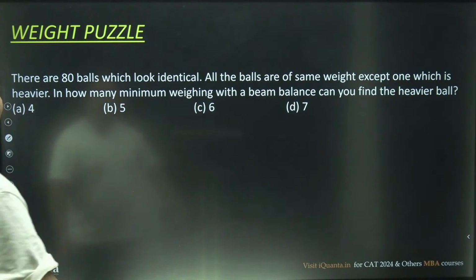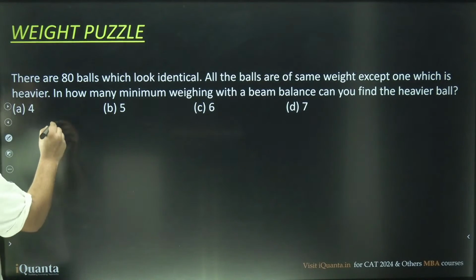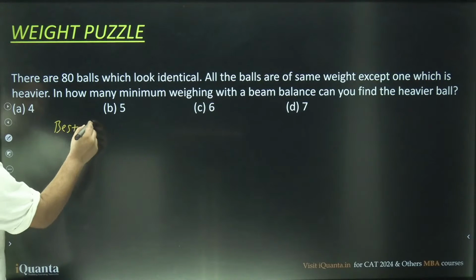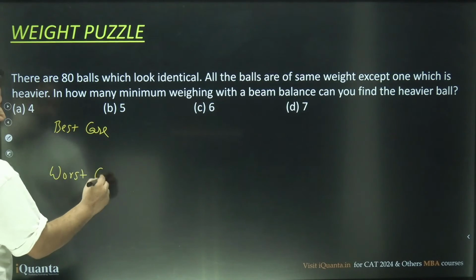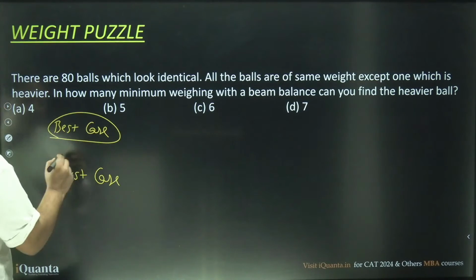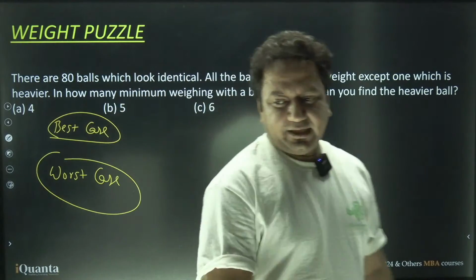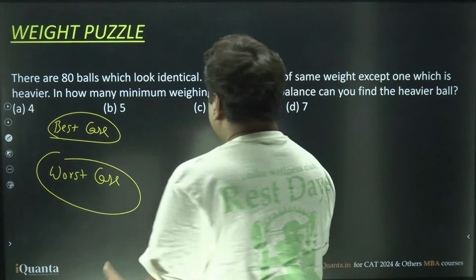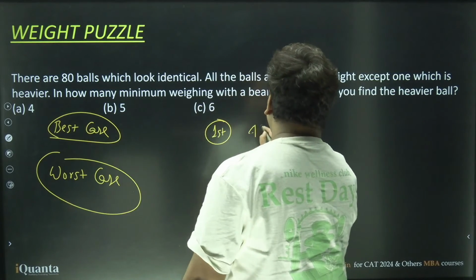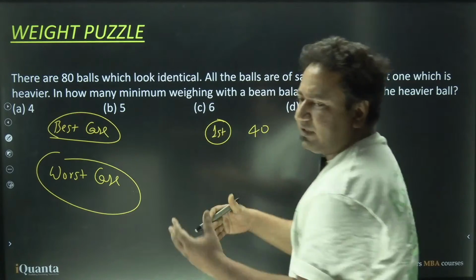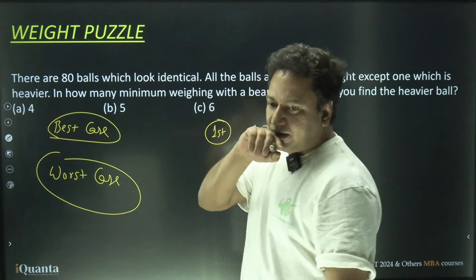Okay, here there are two things. In these kind of questions there is a best case scenario and there's a worst case scenario. I'll tell you what that means. So first of all, in the first iteration I'll divide this into two different groups, 40 each, out of which one will be heavier, of course, isn't it? One will be heavier.